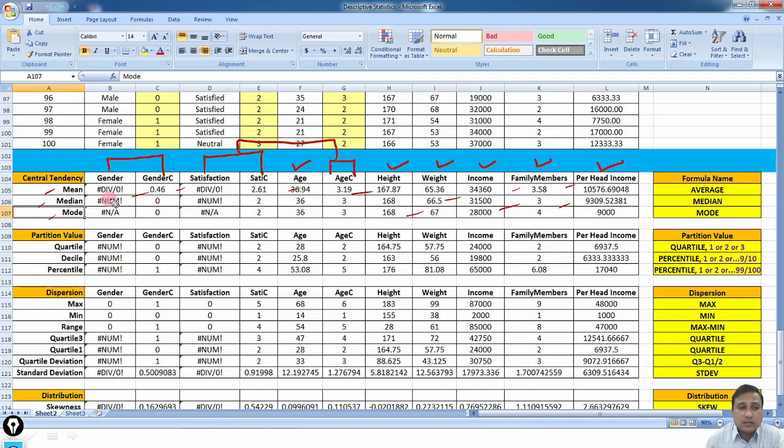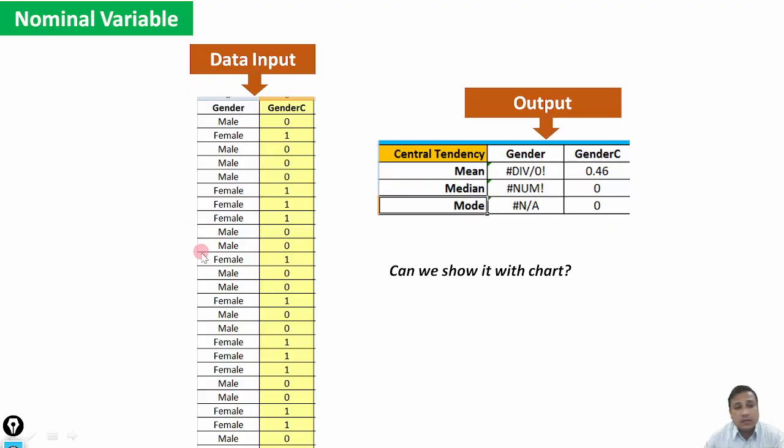The procedural part we have already seen in lecture number 17, so we will not talk much on the procedure, but we will explain how we can read and interpret these values. Let me start first with the nominal variable. Here are the nominal variables gender and gender C. If I try to compute mean, median, mode on the variable gender, I'll get an error message in MS Excel, and SPSS also will not be able to compute mean, median, mode for gender.